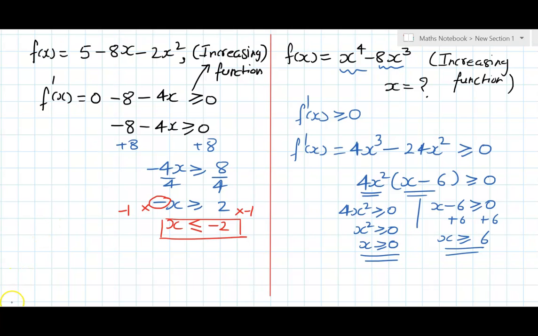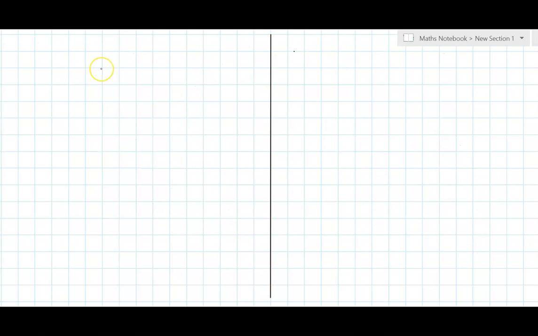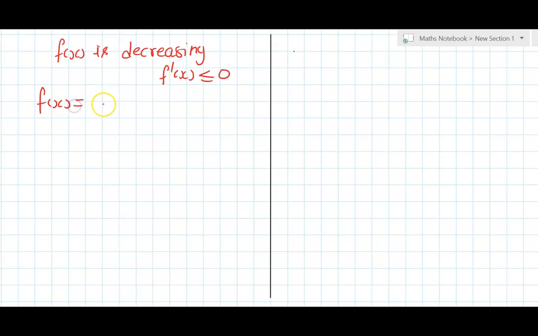Okay. Now the next question is based on decreasing functions. Here again, find the values of x for which f(x) is decreasing. So f(x) is decreasing, it means its differentiation will be less than or equal to 0. So the question is f(x) = 5x - x^2, and you need to find for which values of x this function is decreasing.